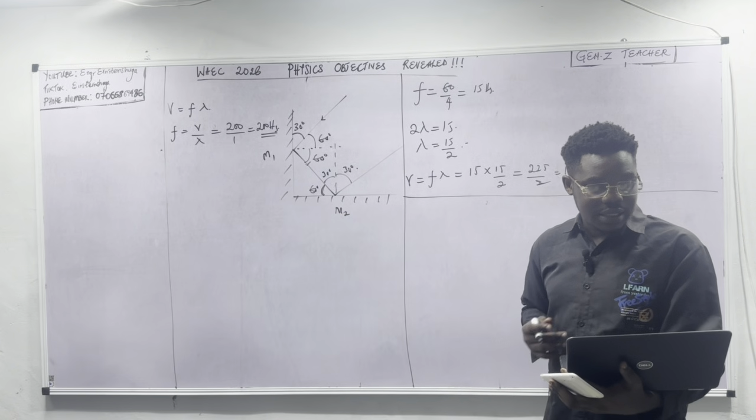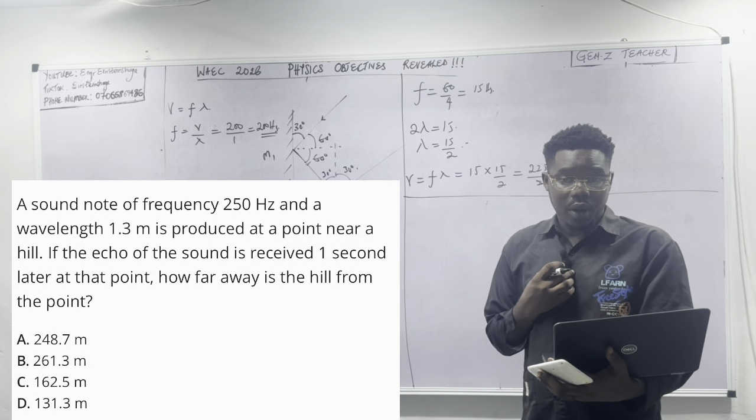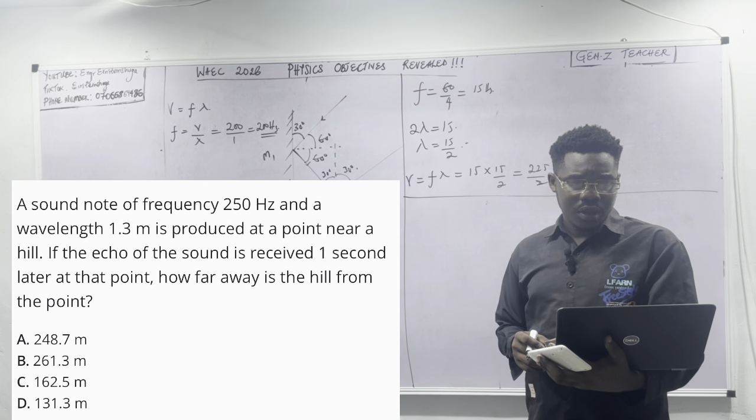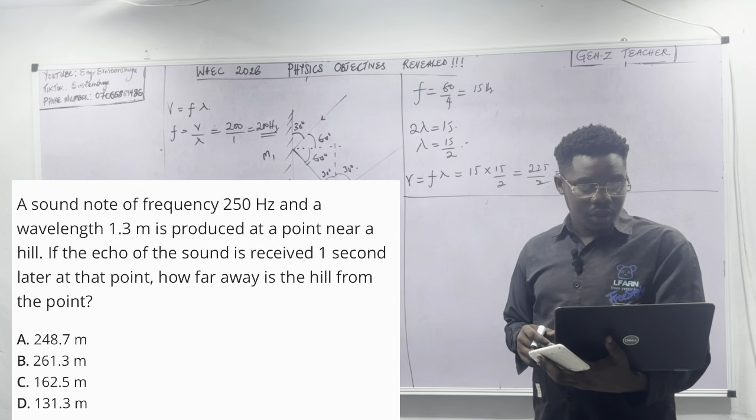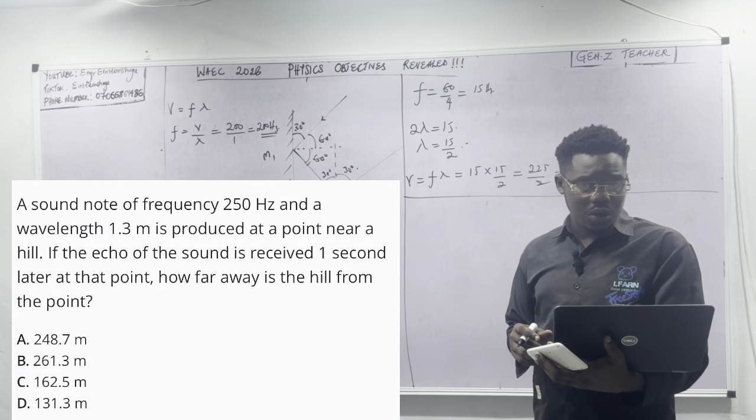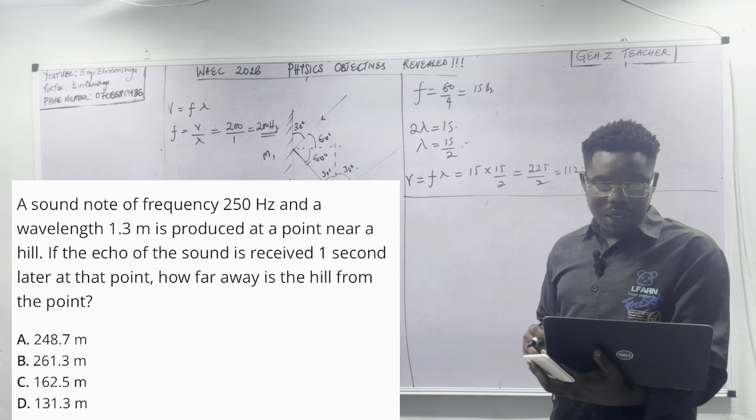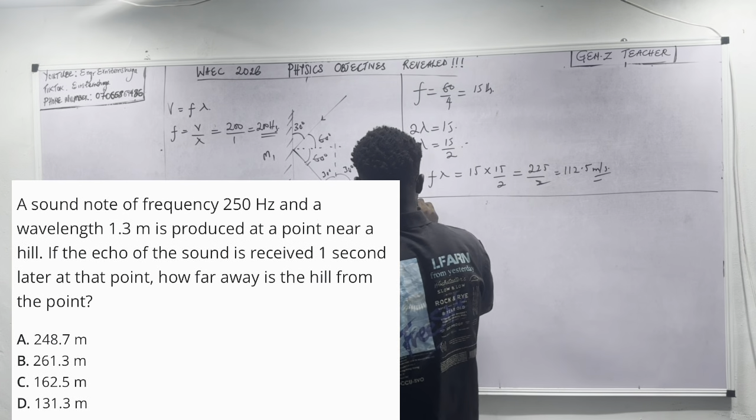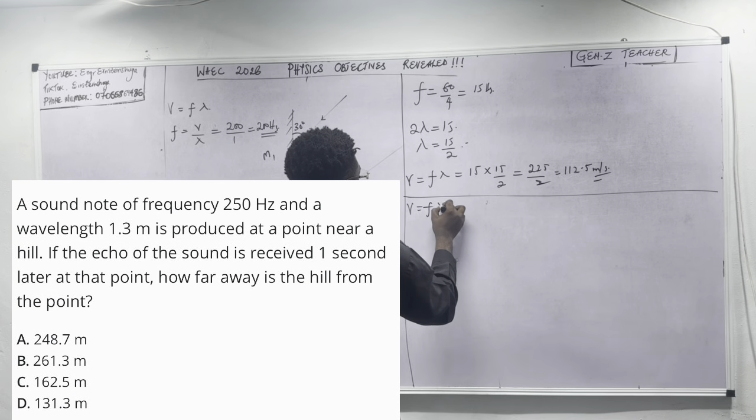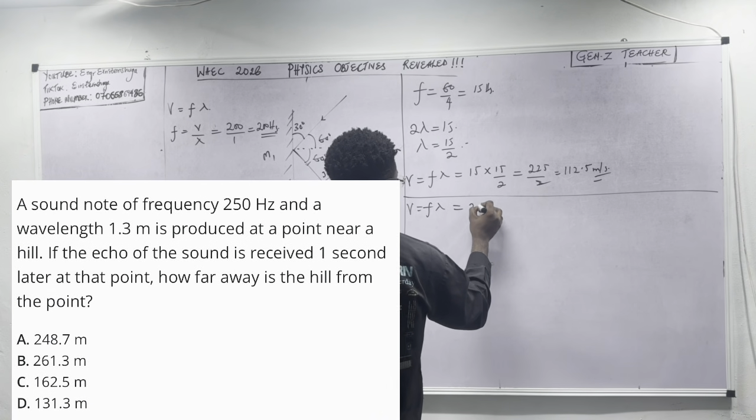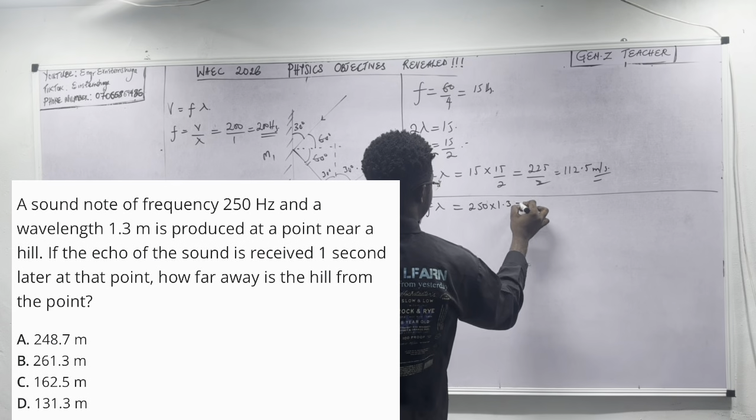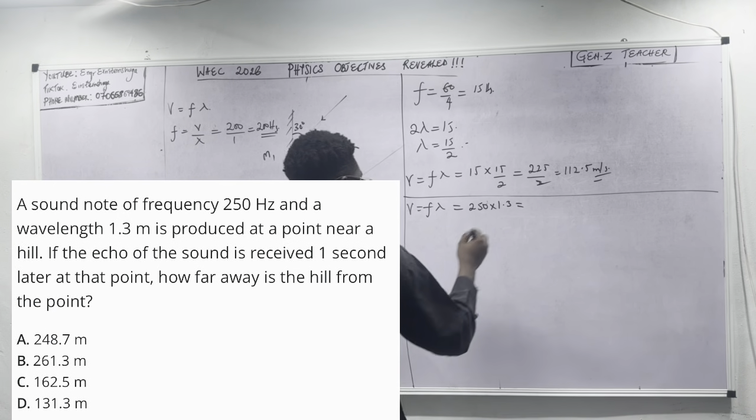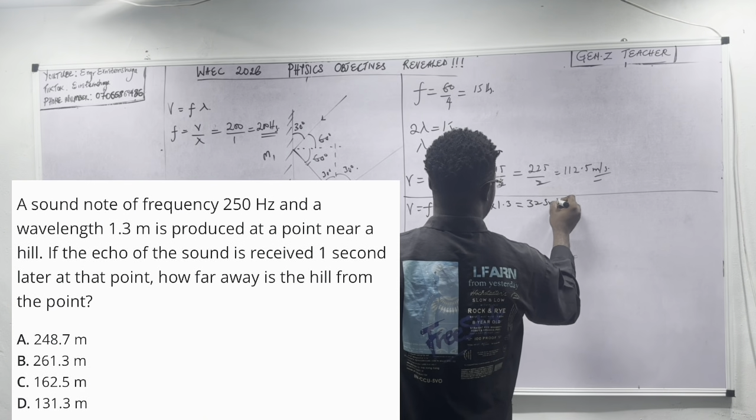Number 31, a sound note of frequency 250 Hz and wavelength 1.3 meters is produced near a hill. If the echo of the sound is received 1 second later at that point, how far away is the hill from the point? Quickly, let's find the velocity of the sound first. Recall again, V equals F lambda. The frequency here was 250 and the wavelength was 1.3. Let's see what our V should be. 250 times 1.3, and that should be 325 meters per second.